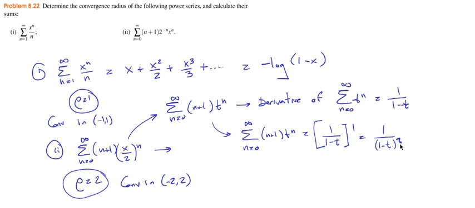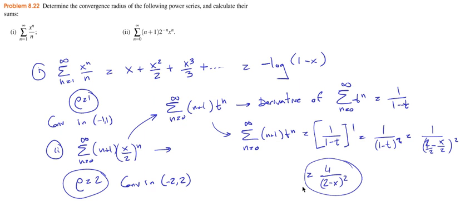Now we substitute here t equals x over 2, so we have 1 over (1 minus x over 2) squared. Then we can multiply and divide by 2, right? So this is 4 divided by (2 minus x) squared, right? And the convergence: this series is equal to this only in this interval, (-2, 2), okay.